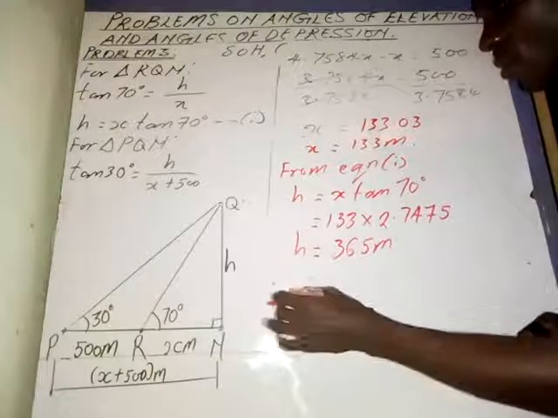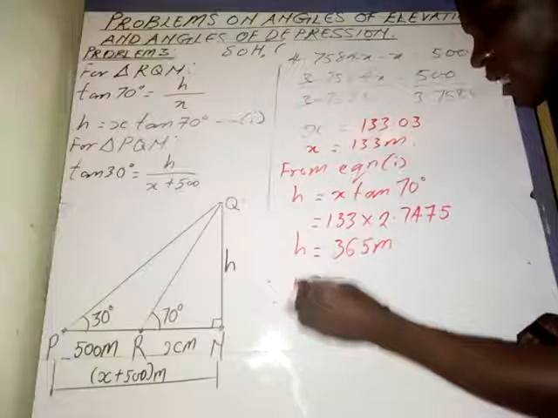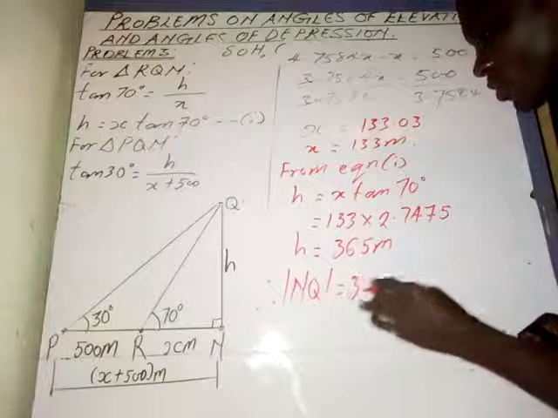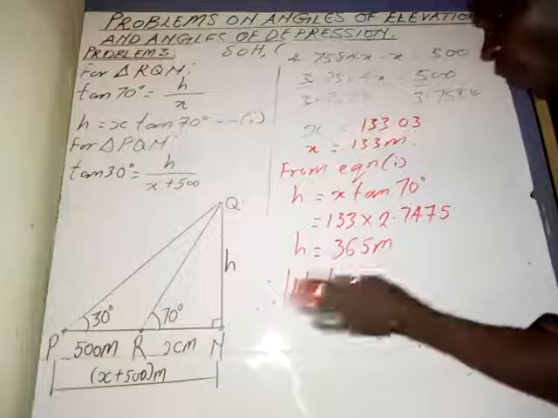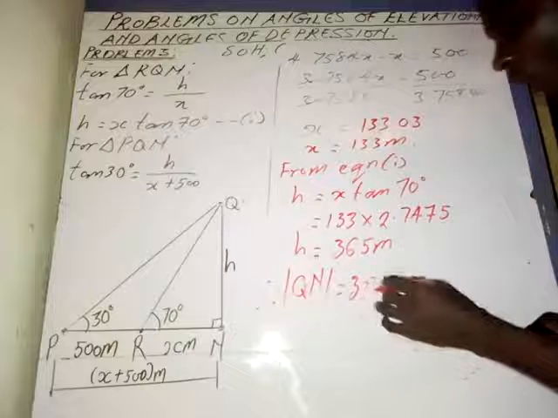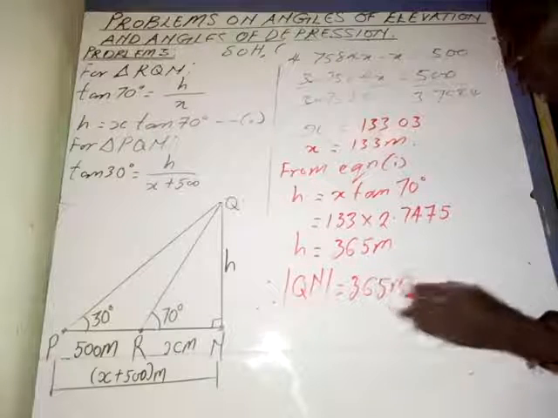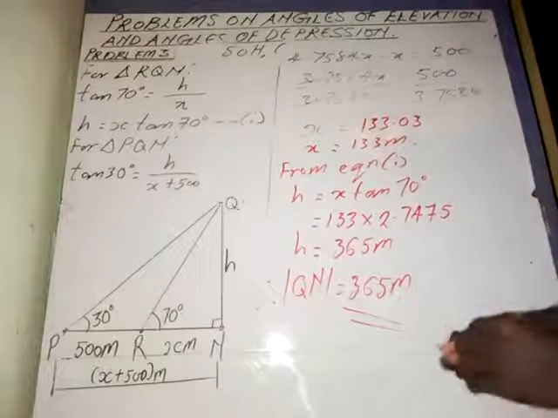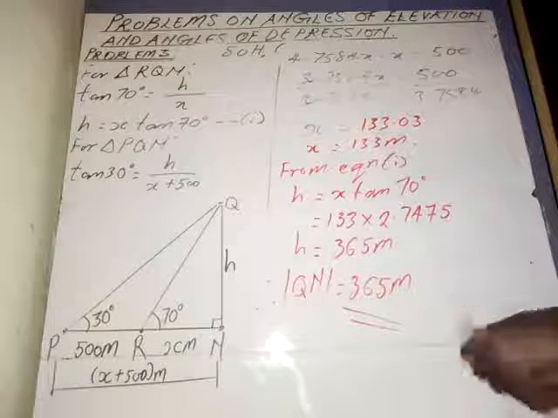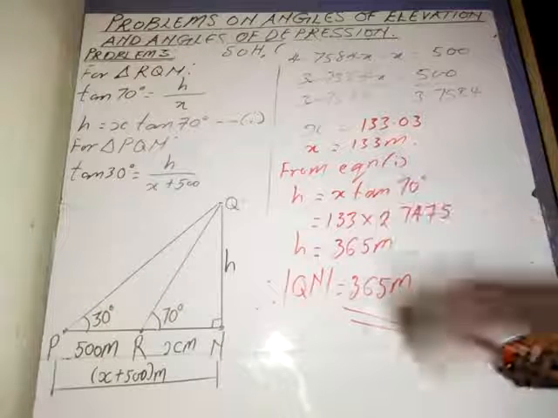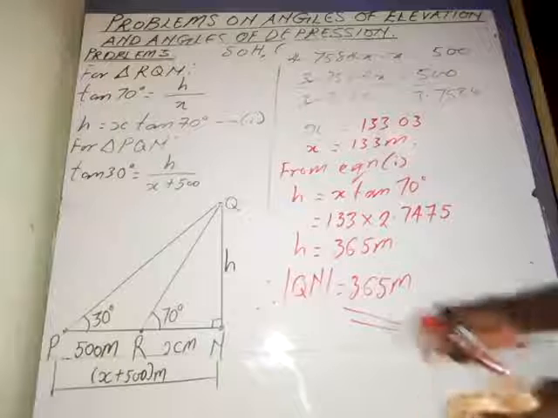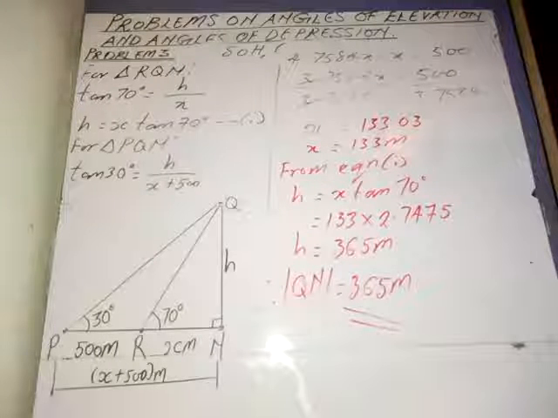So therefore, the height of the mountain, that is NQ, is equal to 365, or QN. I think it is QN in the question. So QN is equal to 365 meters, which is the height of the mountain. All right, so this is the solution to Roman figure 2. So we answered Roman figure 2 before Roman figure 1. So the height of the mountain, QN, is 365 meters.